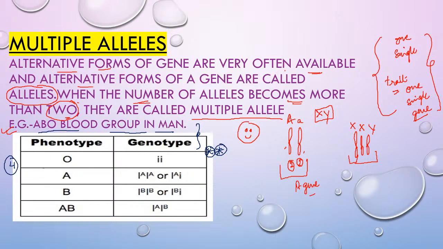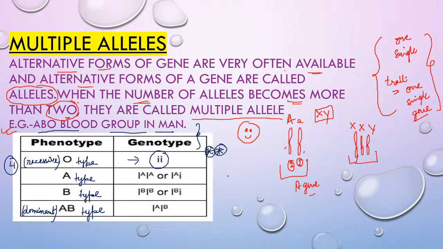We can see 4 main types of characters. One is the O type blood group, another is the A type, the third is the B type, whereas the fourth is the AB type of blood group. The O type blood group is the recessive one, and AB is the dominant one. So it is coded by a recessive gene, that is small i small i.